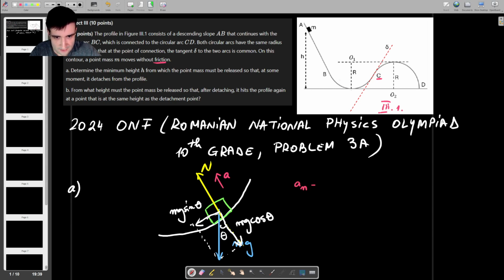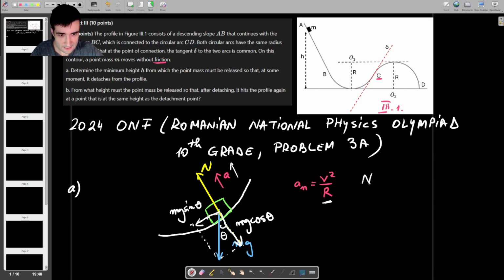And this normal acceleration, we know it's given as v squared over r. So in those circular arcs, the radius is constant, so that's useful to know. The velocity is not constant, because the object is either gaining height or losing height. So there will be a discussion about potential and kinetic energy, which we're going to talk about in a second. But we have the normal acceleration, and we can write Newton's second law along this direction.